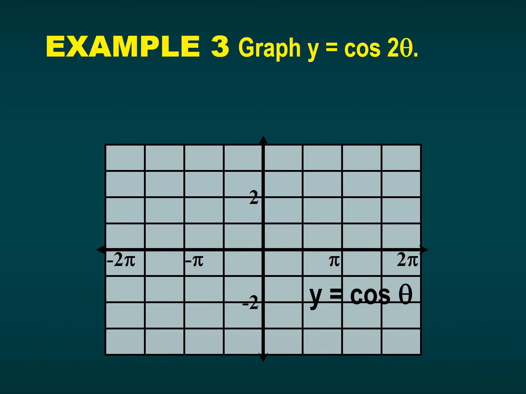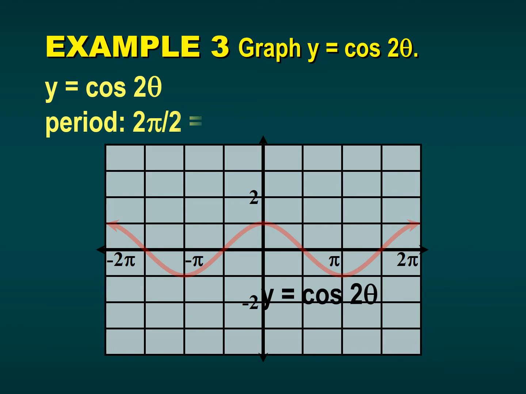So let's graph y equals cosine 2 theta. So we have an n value. This is our graph of y equals cosine theta that we looked at. So this is the parent function, our parent graph. And if we have 2 theta, that means we have to calculate a new period. So we will do 2 pi divided by 2, which is pi, which means that instead of our cycle going from 0 to 2 pi, it's going to go from 0 to pi.